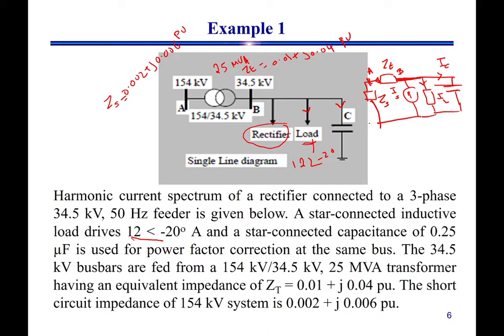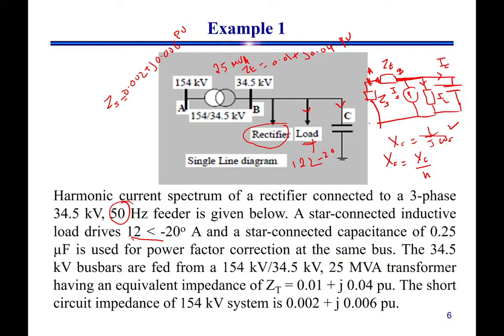Can we start with the calculation of the impedance of the capacitor bank? We know that XC will be equal to 1 over j omega C. The frequency is given as 50 Hertz, so we can find XC. Of course, XC at any harmonic will be XC divided by H. Okay, so this is done.